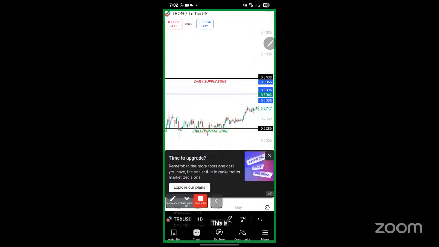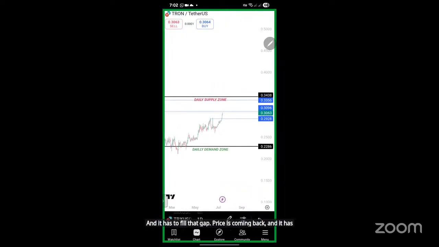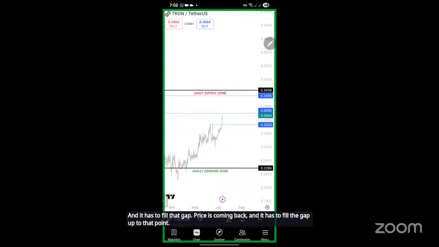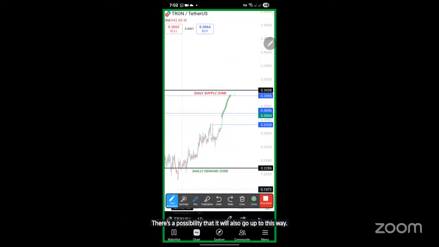This is what is happening on this coin TRX. Price is coming back and it has to fill the gap up to that point. There is a possibility that it will also go up this way. A possibility that it will push up this way. Okay, that is a possibility.